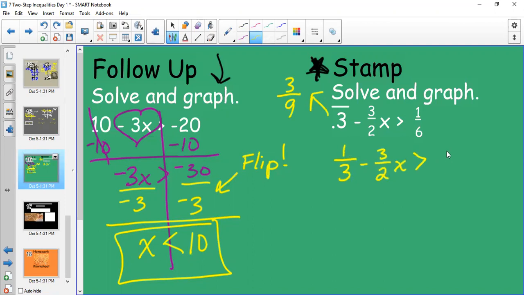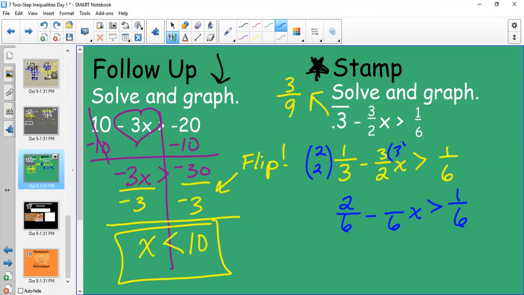Now again, I like when there's a lot of fractions to get common denominators so I can cancel out all of the fractions. So in this case, I would make them all out of 6. And that last one's already out of 6, so that's a little bit easier. I would multiply the first one by 2, which would give us 2/6. I would multiply the second one by 3, which would give us -9. And then we can cancel out all of those fractions, get rid of the denominators.